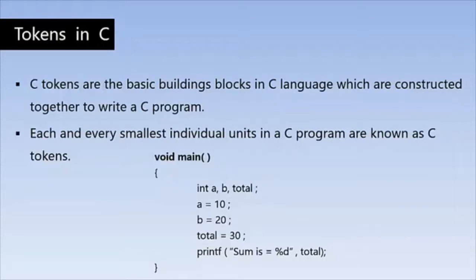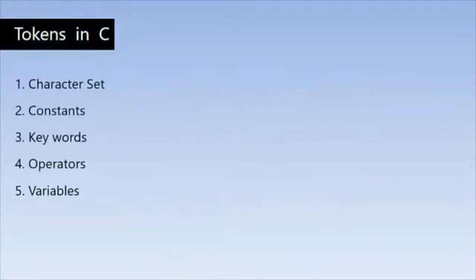So let us look at the different tokens in C language. These are the 5 major tokens, or you can call them the components of C language. First, the character set, then the constants, keywords, operators and variables. First, you need to understand all of these concepts because we are going to use these in our future programs. First, let us look at the character set of C language.